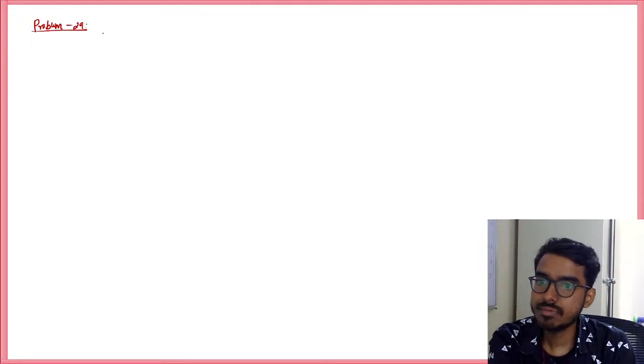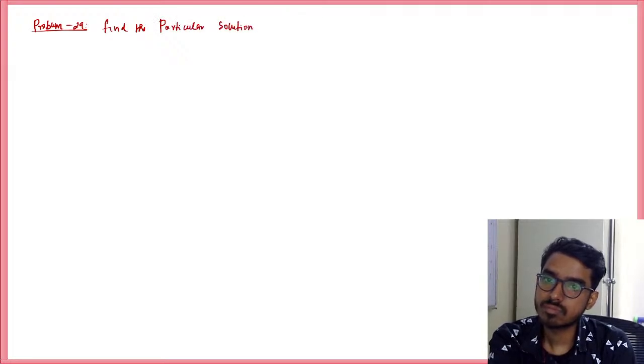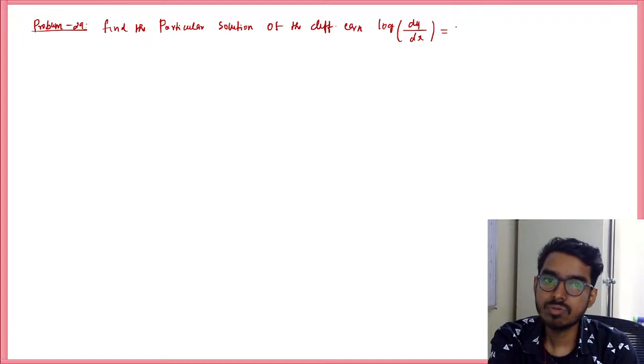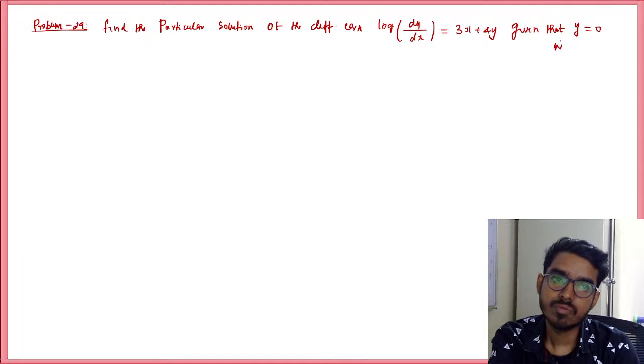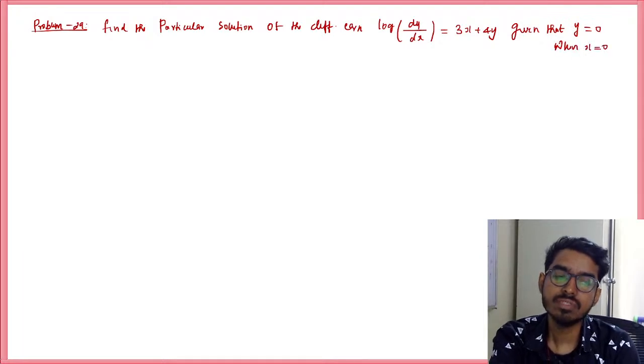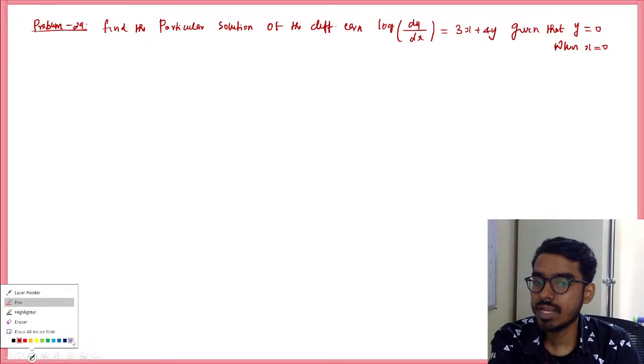Find the particular solution of the differential equation log of dy by dx is equal to 3x plus 4y, given that y is 0 when x is equal to 0. So they are giving this just to find the value of c, right?